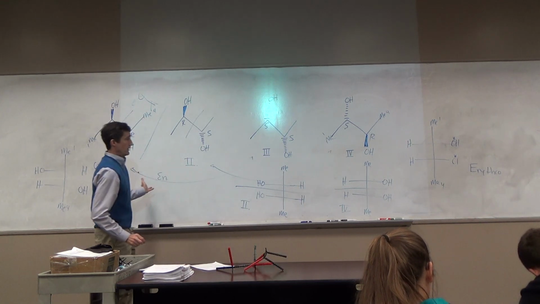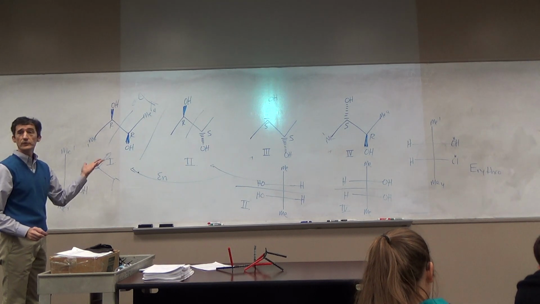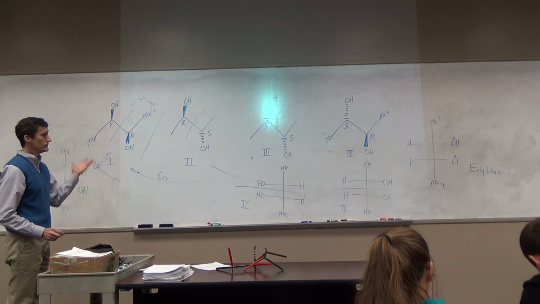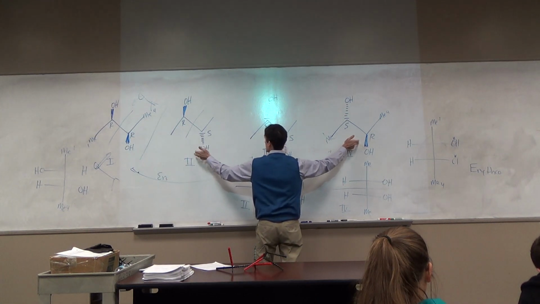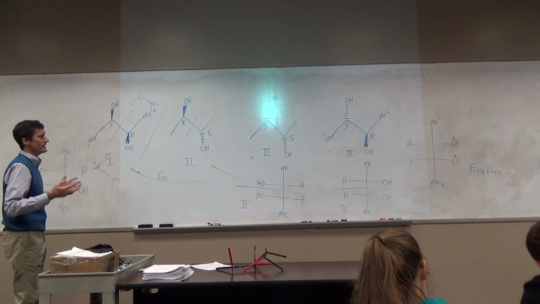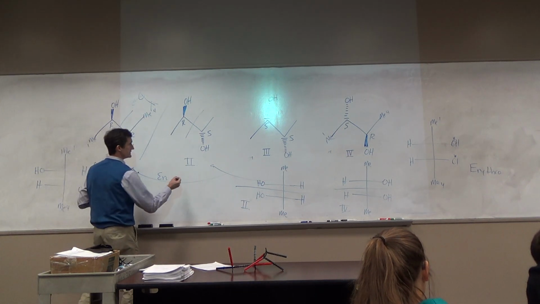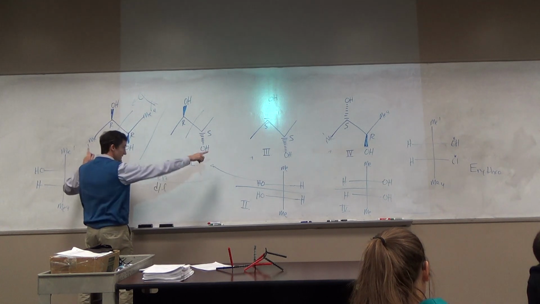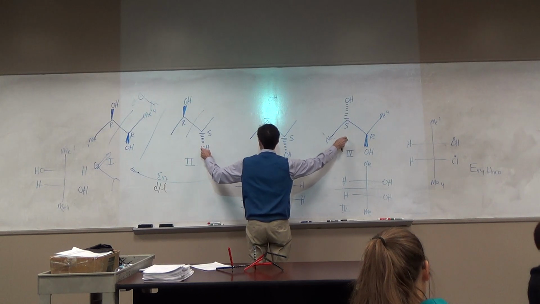So, how many compounds are actually on the board? Only 3 on the board. This compound is just drawn two different ways. It's the same exact compound. Only 3. In this case, we have less than 3. This is a DL pair. That is a pair of enantiomers. This is not a pair of enantiomers. It's the same thing.